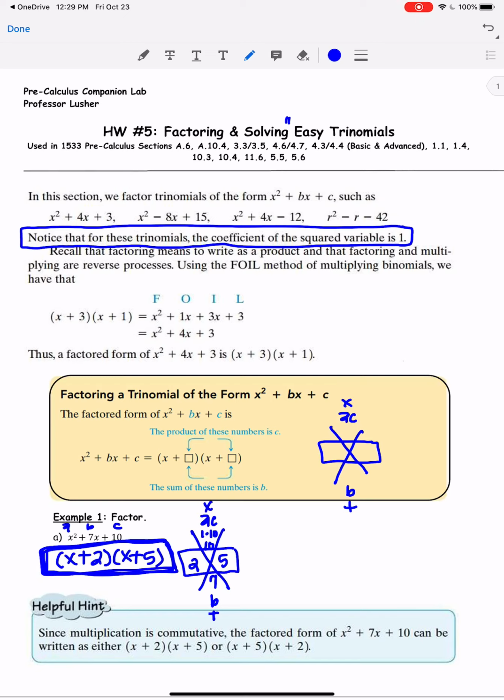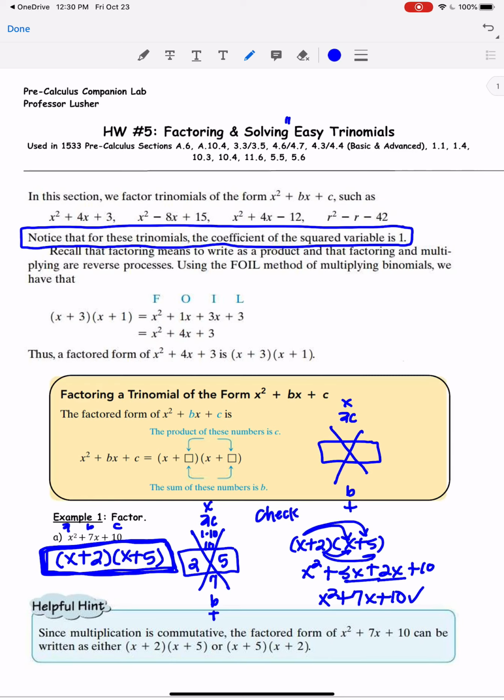And so how could we check this? We could just FOIL this out, right? If I have x plus 2 times x plus 5, x times x gets me x squared. x times 5 is 5x. 2 times x is 2x. And 2 times 5 is 10. And when we combine our like terms, we get x squared plus 7x plus 10. So it works. This is the only one I'm going to check, right? But you could check every single one of these answers to see if you've got the correct answer.